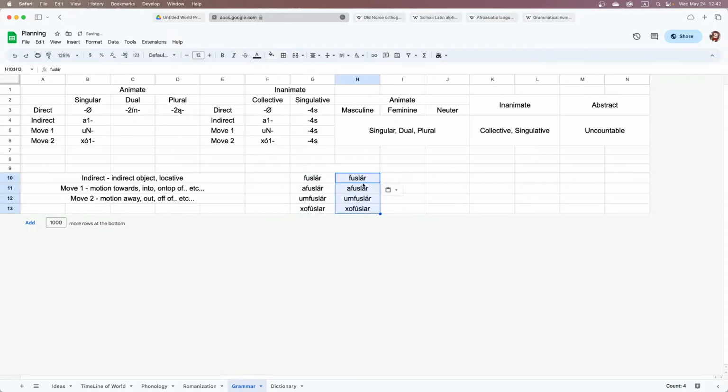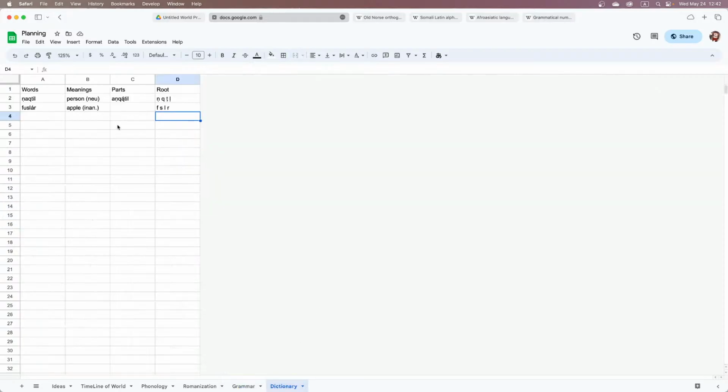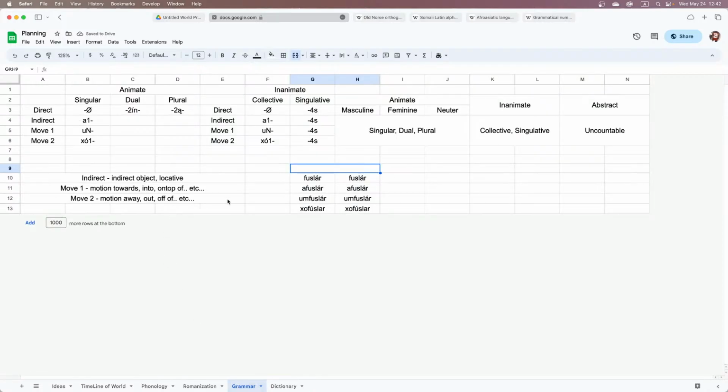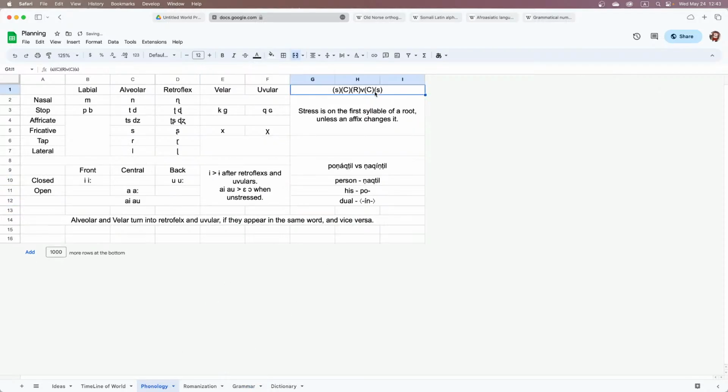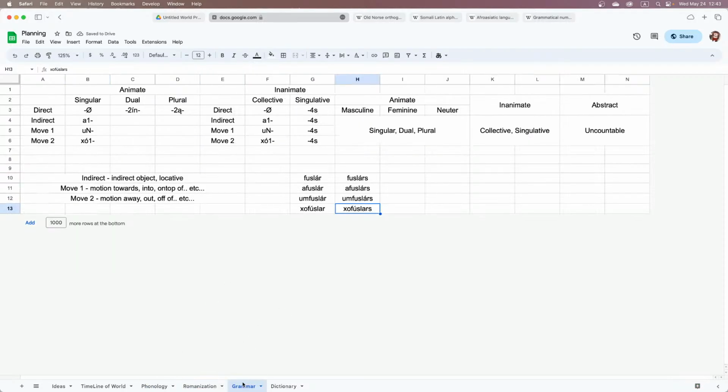And then the singulative. So this is apple, or just apples. And then to mark a singulative or singular apple, you add an S to the end of the word, and that stays within our phonotactics. Sweet.